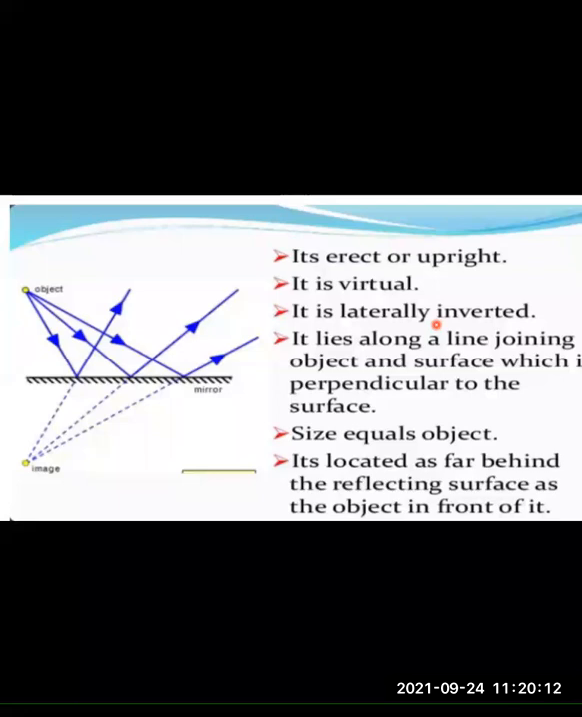It lies along a line joining the object and the surface, which is perpendicular to the surface. Definitely, the rays of light are always going to be perpendicular to the plane surface of the mirror.